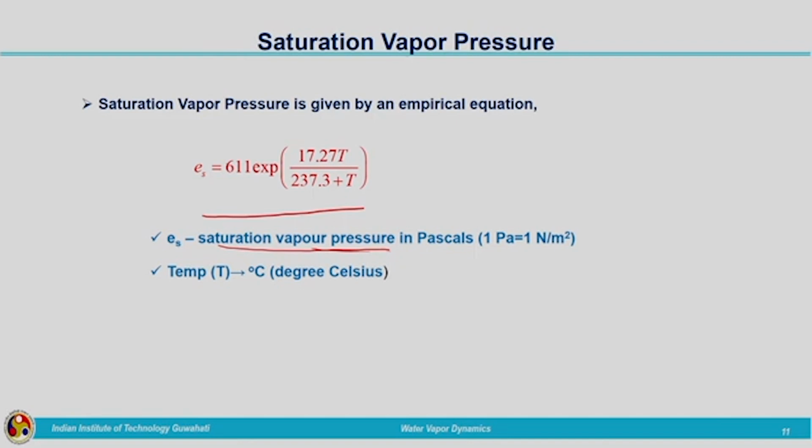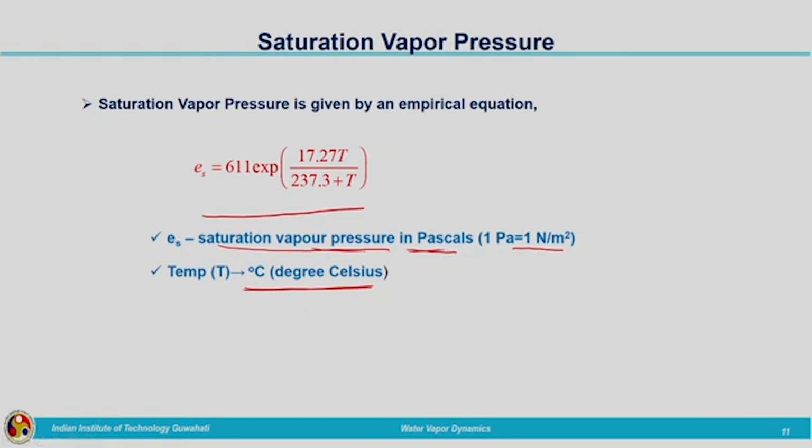How do we represent pressure? In which units? That is in pascals. Pascal is nothing but 1 Pascal is equal to 1 Newton per meter square. Temperature T is in degree Celsius. You can see temperature T is in degree Celsius and ES saturation vapor pressure is in the unit of Newton per meter square or Pascal. This is an empirical relationship. Temperature is not in Kelvin, temperature is in degree Celsius.